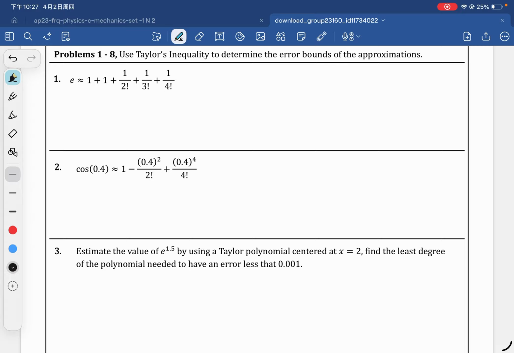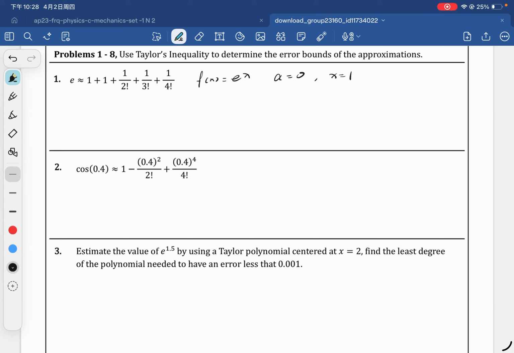Alright guys, today we're going to do something about Taylor inequality to determine error bounds. So this is the first one. It's about the function e of x. The expansion center should be a equals 0, and we're plugging the value x equals 1 into the Taylor expansion function.